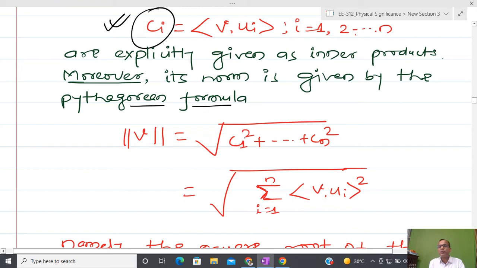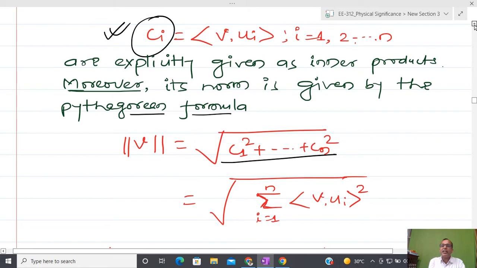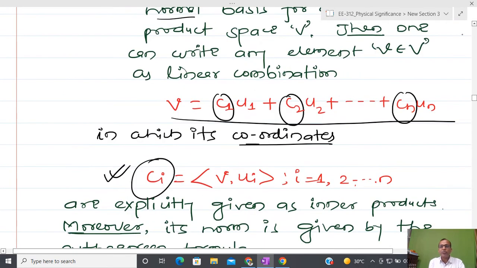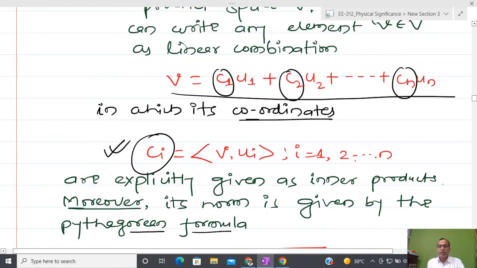So c1 square, c2 square, c3 square. It is possible to show that since all the other quantities had unity length, if I take the square of each and every coordinate, then I am also able to define the norm. So in this way, if I have an orthonormal basis, then the process is very easy.